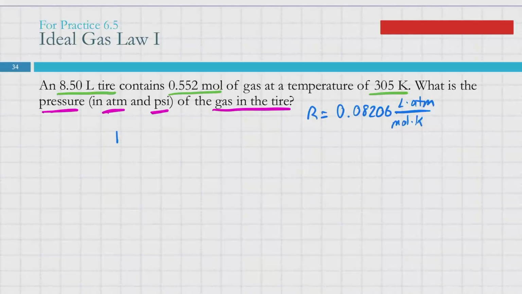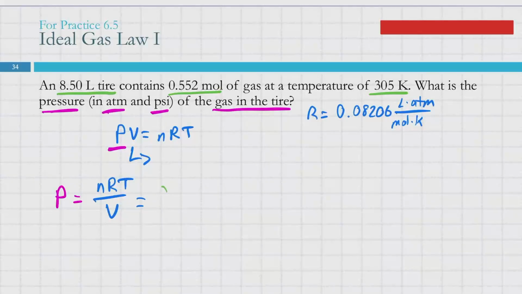And we also know that PV equals nRT. We are solving for pressure. To solve for pressure, we want to move volume to the other side so that we get P, pressure, equals nRT over V. nRT over V. And then, in this case, it's as simple as just plug everything in.